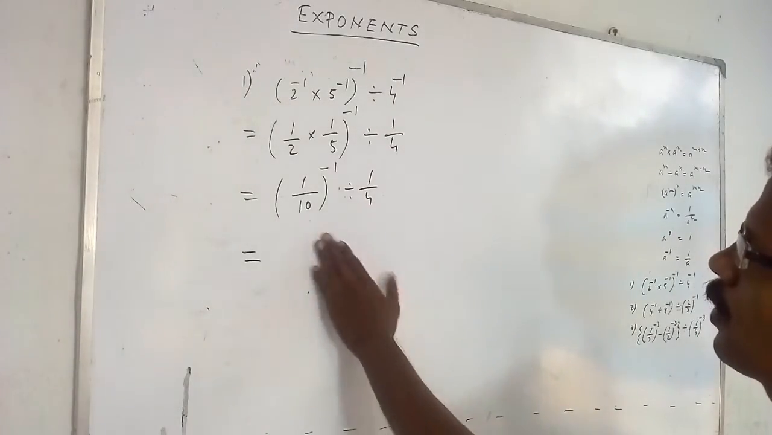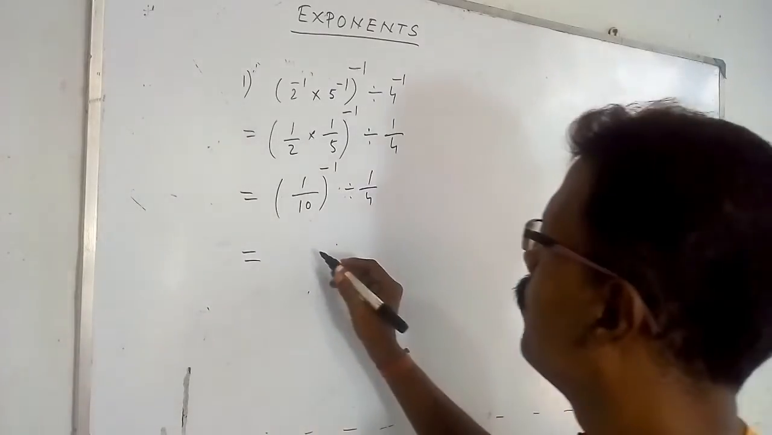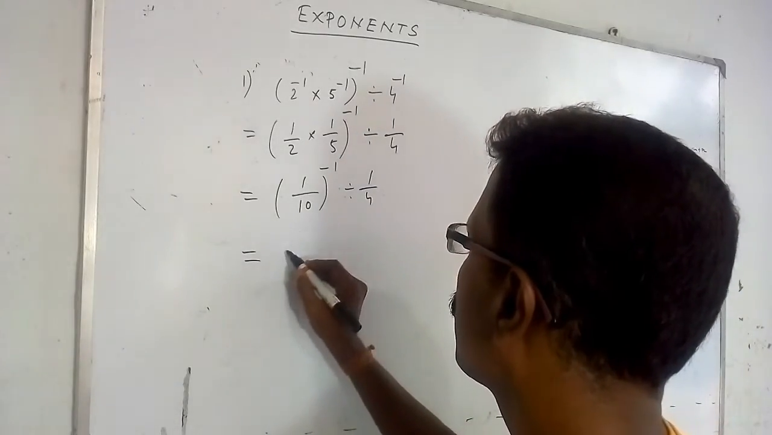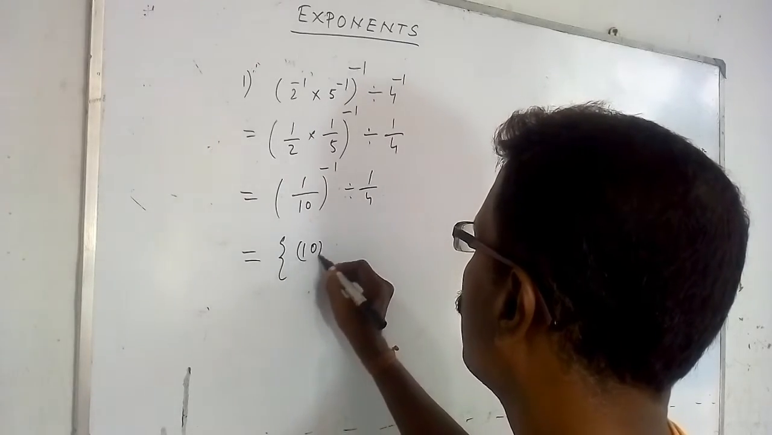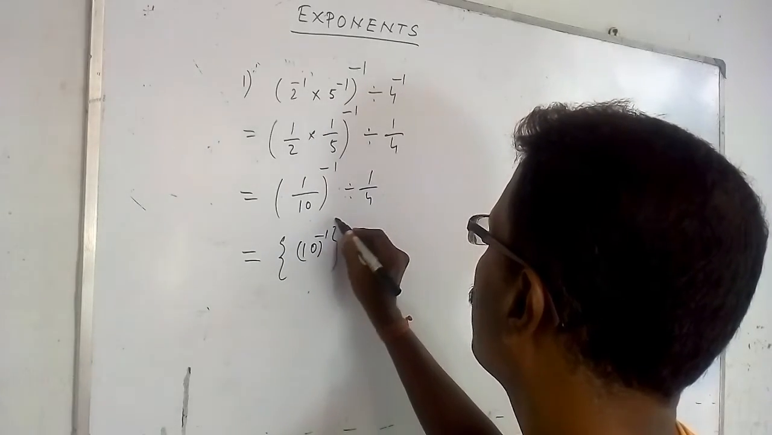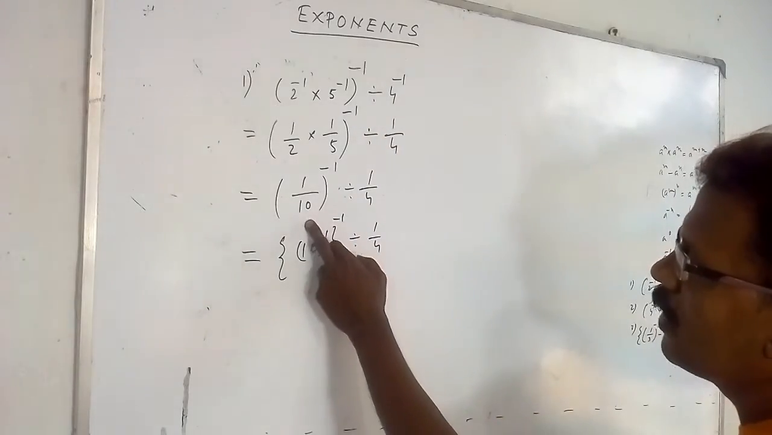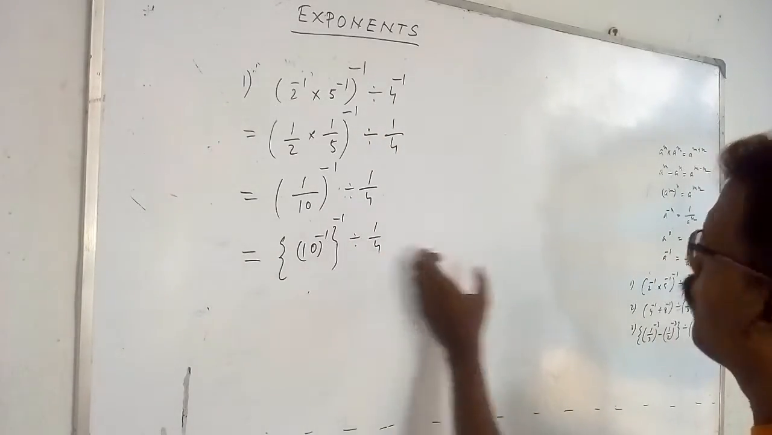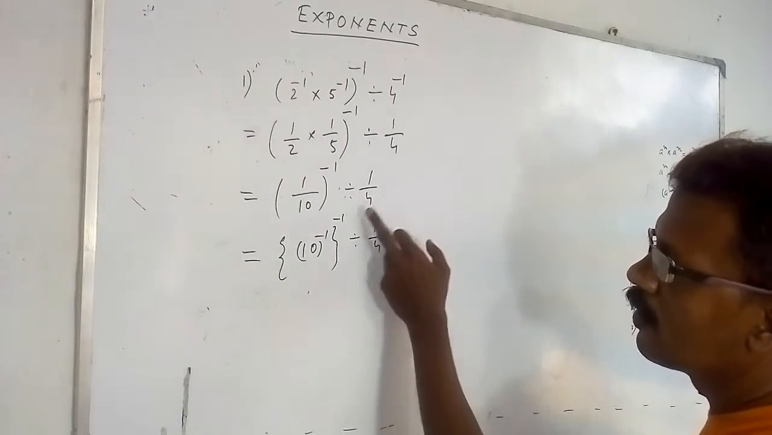Proceed. 1 by 10 to the power minus 1. What does it mean? 1 by 10 means 10 to the power minus 1 from this formula, and whole to the power minus 1 is already there. And this minus 1 is remaining in this step.